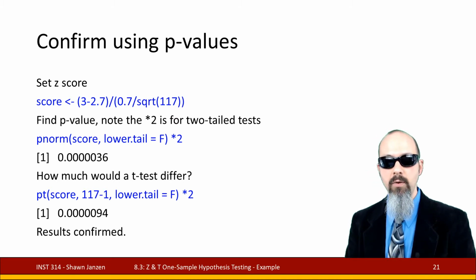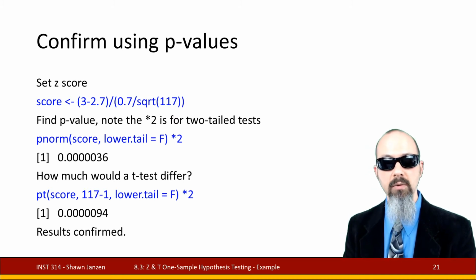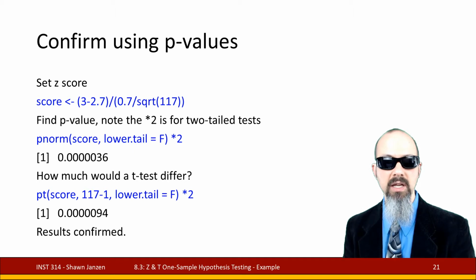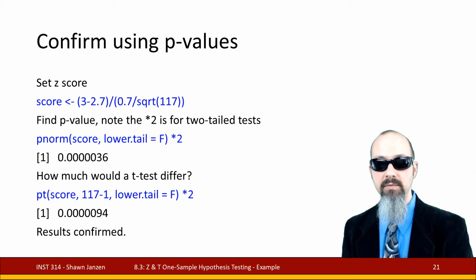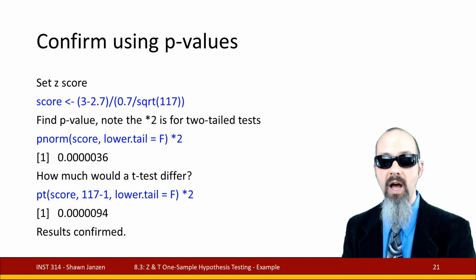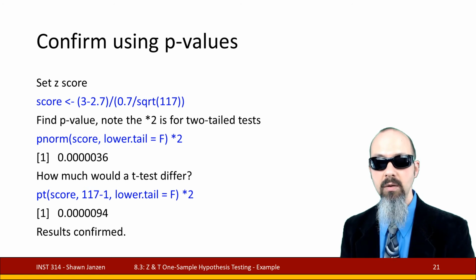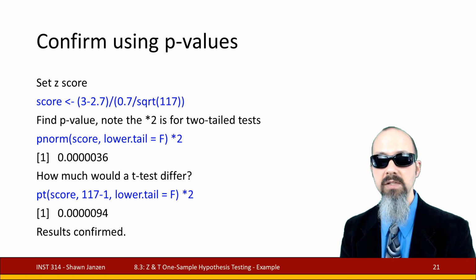Now, if we were to do this for a t-test, it's similar, but instead of pnorm, we use pt, probability for t. We put in the score, and you put in the degrees of freedom. I could put in 116. In this case, I just did 117 minus 1. Again, lower.tail equals FALSE, multiply by 2, and we get the p-values. Now, the p-value for z was 0.5036, and t was 0.5094. Both of these are extremely small values, very small compared to our alpha of 0.05, so we are confirming our results from the critical values that we found, which makes sense since critical values and p-values should match each other in tandem for your particular results. But that's just how you can do it in R as well.